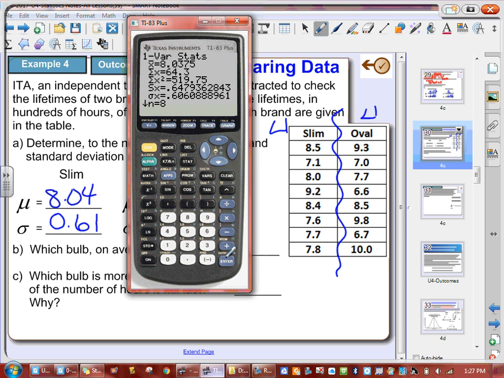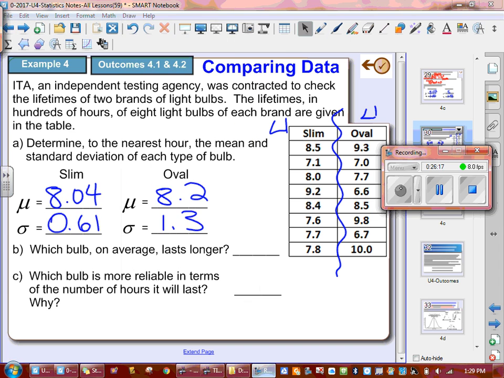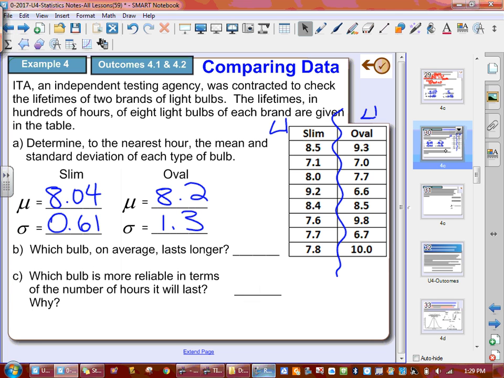Now we're going to do the same thing for oval. Okay, push pause down, play when you're ready. Okay, we've got our values now. Now we're going to analyze the values. The first question's talking about average. If we're talking about average in the very first question, is that referring to your mean or standard deviation? Always the mean, because average is another word for mean. Okay, so they want to compare these numbers. So it says on average, which one lasts longer? Oval lasts longer. Good.